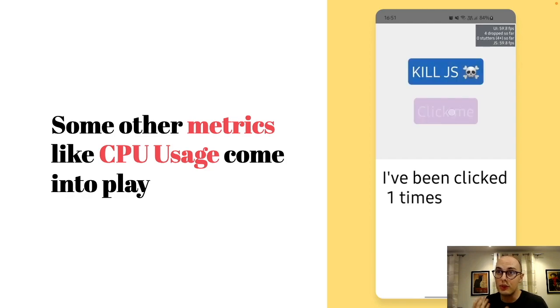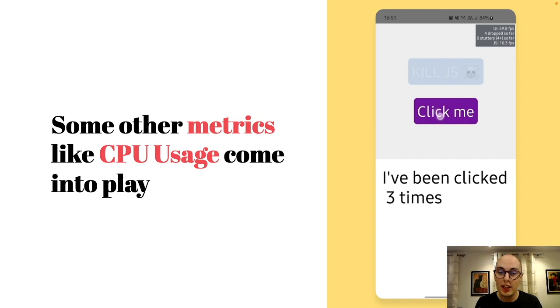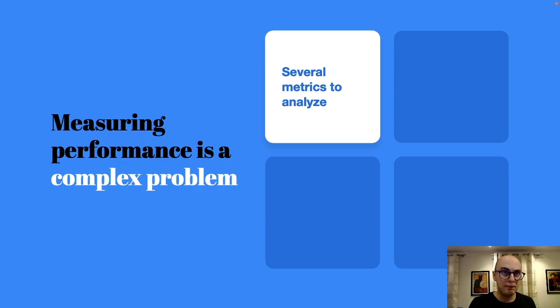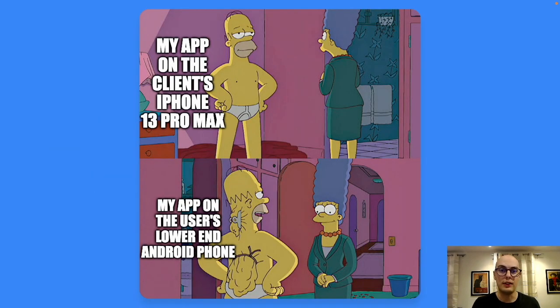However, what's quite interesting is the app is still running at 60 FPS. The app is still drawing 60 frames per second. It's just suddenly unresponsive because of heavy CPU usage. So what I'm getting at is that measuring mobile apps performance is a complex problem. First, because there are several metrics to analyze: FPS, CPU, RAM, thread by thread analysis, battery, etc. The second point is this.